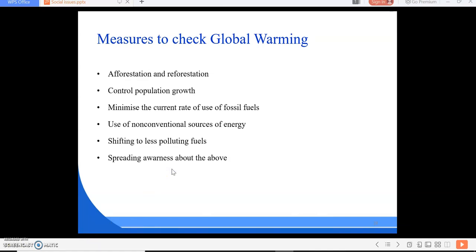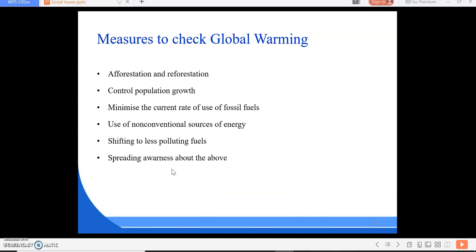Next are measures to check global warming. To check global warming, the following steps are very necessary. First is afforestation and reforestation, that is, plant more trees. Second is control of population growth. This is the most important point because we need to control our population. Cut down the current rate of CFCs and fossil fuels. Use non-conventional sources of energy.